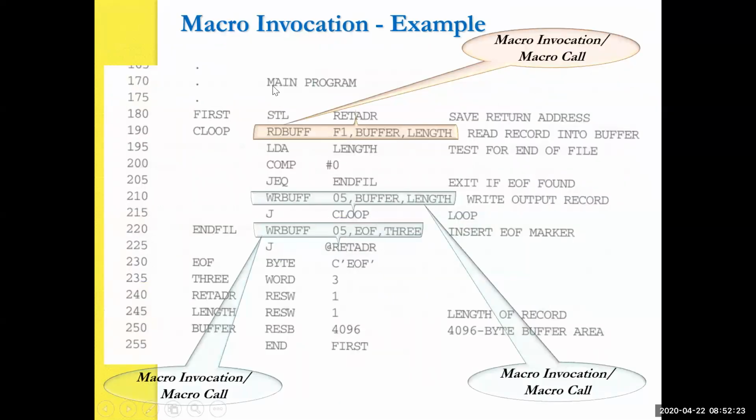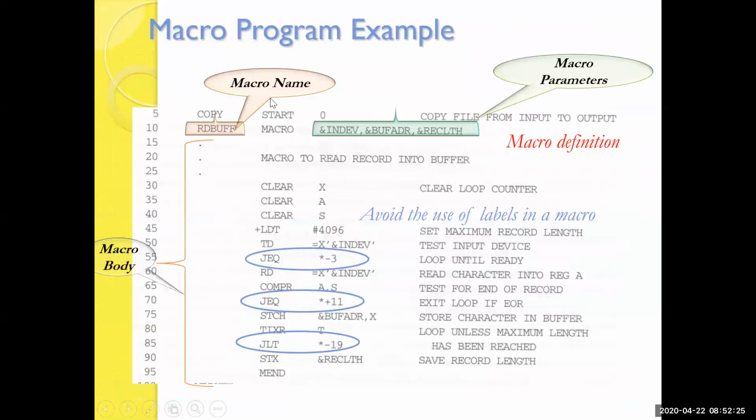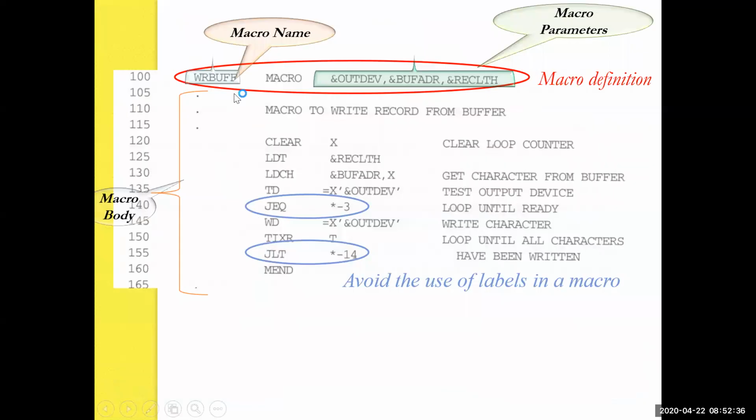So the main program starts here. Please note, the program begins at this point. START indicates the beginning of the assembly language programming. Immediately after that, we have a macro, namely RDBUFF defined. Following that, we have a macro, namely WRBUFF defined.